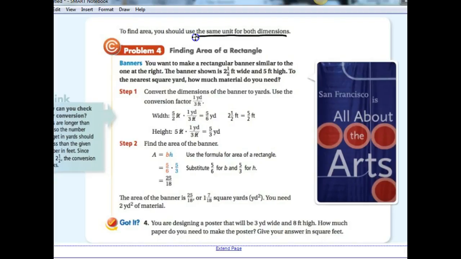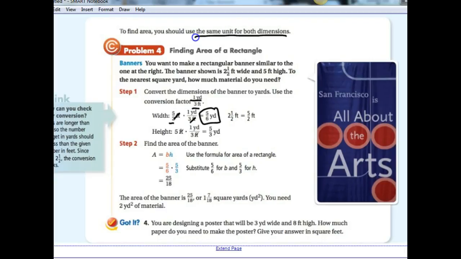So on this one, step 1 is that we've got to convert our dimensions of the banner to yards. And remember that 1 yard is 3 feet. So if we have 5 halves, which is the same as 2.5 here, I'm going to multiply that by 1 yard over 3 feet so that my feet cancel, and I end up with 5/6 of a yard.